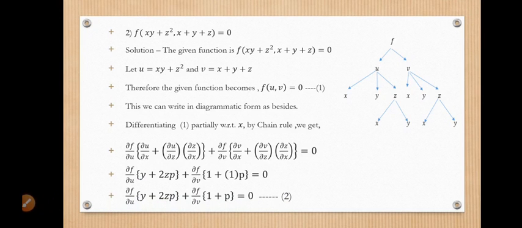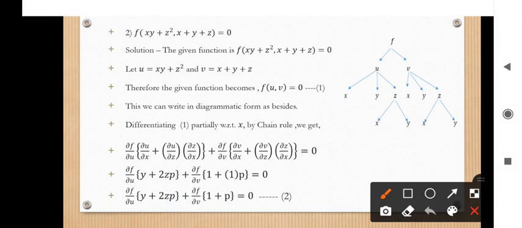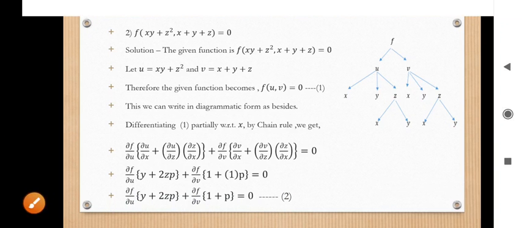Now result 2 is containing ∂f/∂u, ∂f/∂v, y, p, z. But out of these terms we don't want ∂f/∂u and ∂f/∂v. Means we have to eliminate these two terms. So if we can have one more equation containing ∂f/∂u and ∂f/∂v, we can apply the method of solving simultaneous linear equations to eliminate any one of these two unknowns. So let us move to the next part.